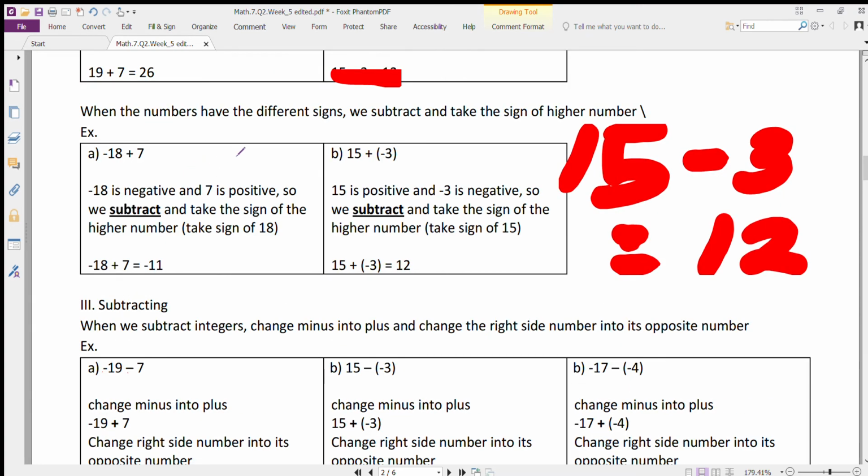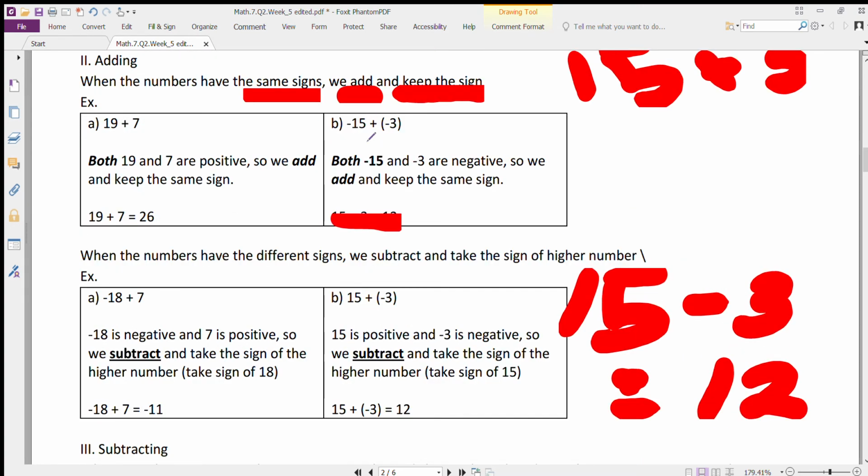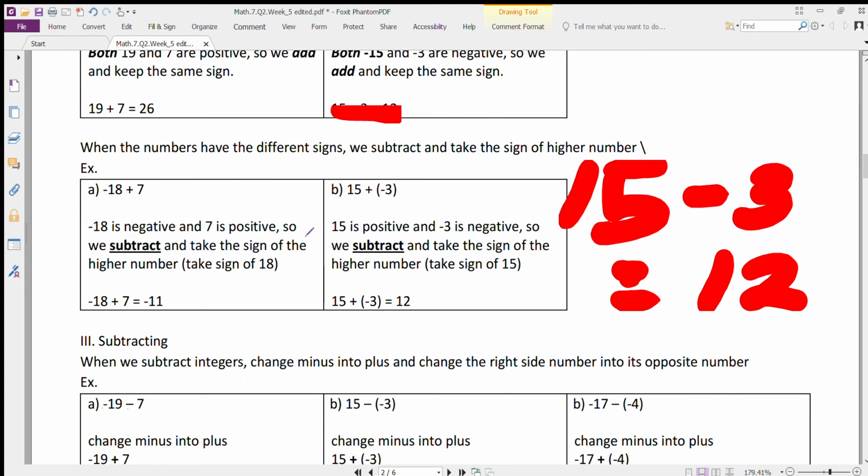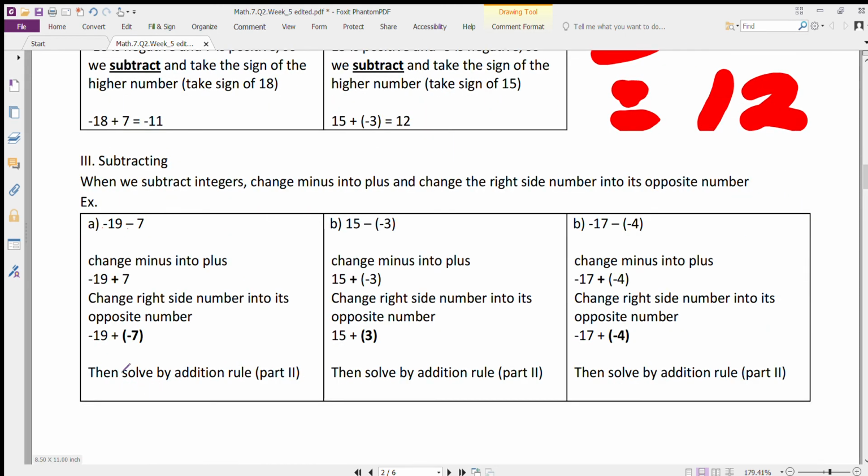So we're just going to go back here. This is addition, they're both negatives. So negative 19 plus negative 7 is negative. That's the sign they share. 19 plus 7 is 26.